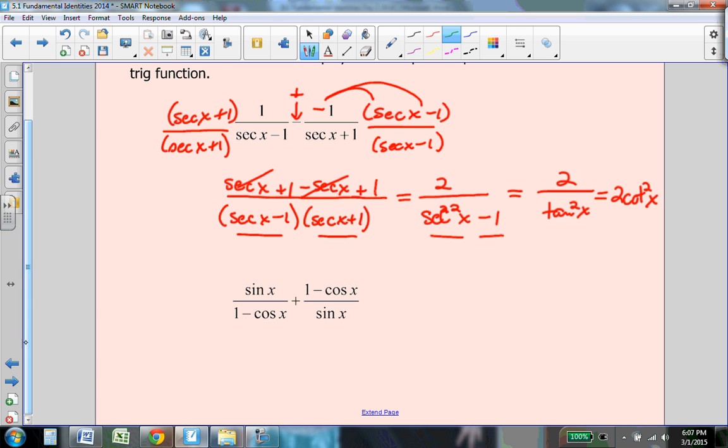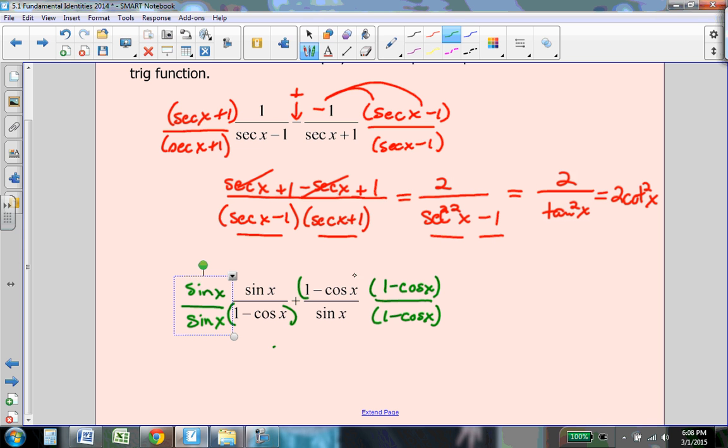Now we've got two different denominators together. One looks like they're going to need each other, so I'm going to multiply by 1 minus the cosine of x here and here. And on my first fraction, they both need a sine top and bottom. Now when we do this, we want to make sure that we're treating it like this. The factors need to be treated as factors. So let's go ahead and multiply these out.